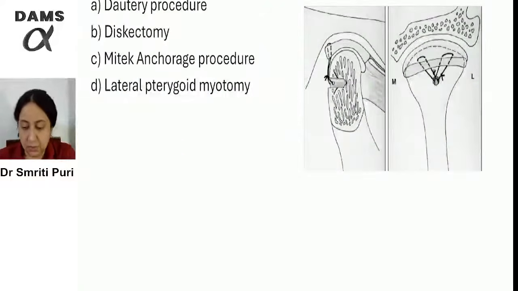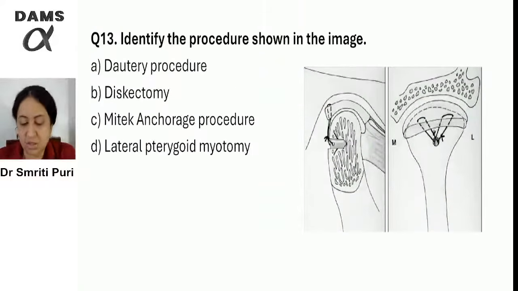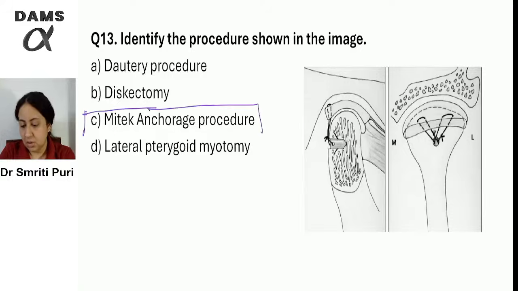Okay. Now, coming to question 3. It says, identify the procedure shown in the image. A. Dautrey procedure. B. Discectomy. C. Mitek anchorage sutures. And D. Lateral pterygoid myotomy. Now, this is the image of Mitek anchorage sutures.